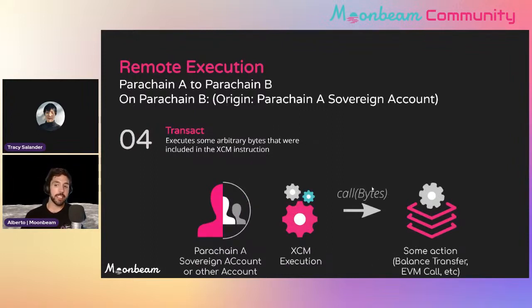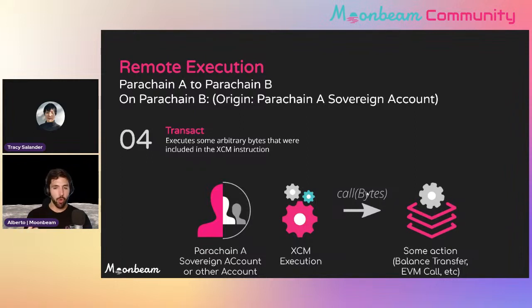So in this case, these bytes can be: go to this module in Astar and call it using these parameters right here. In the case of Moonbeam, for example, you can actually do remote staking. Let's say you're on Polkadot and you want to stake GLMR on Moonbeam. You can use these XCM messages to say, I want to grab my account on Moonbeam, and then execute these bytes so that I actually stake 100 GLMR to this collator.